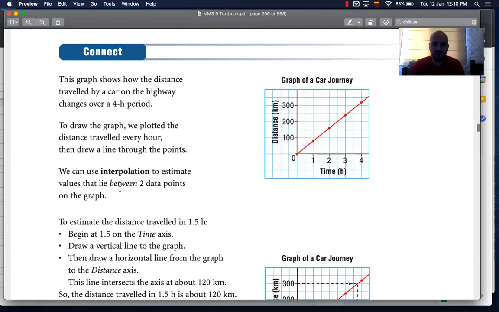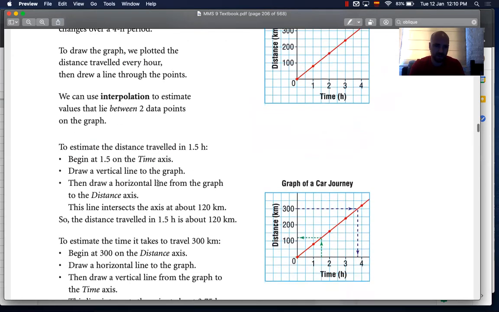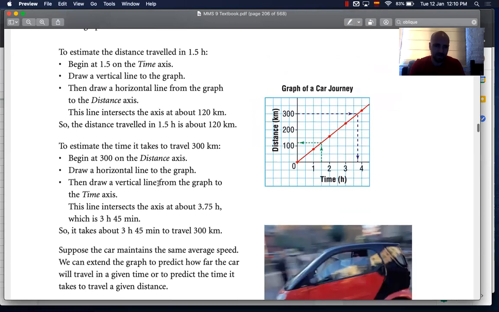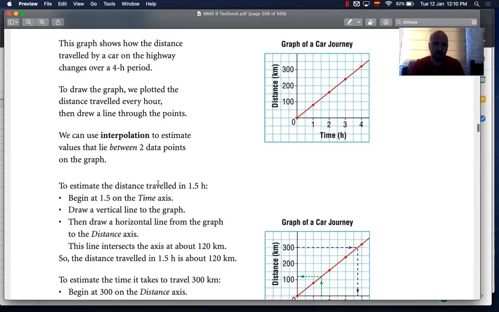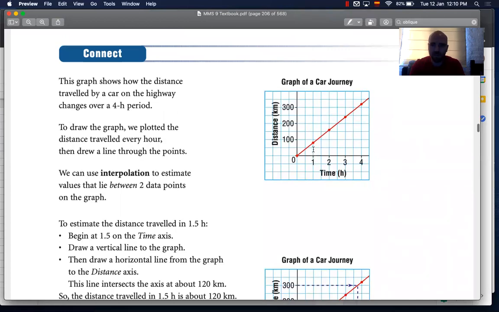All right. So as we move down, this one might make a little bit more sense. Here we have a car that's traveling at a constant speed. Let's see if it actually tells us how fast. No, it doesn't look like it does. But what we can see is that in an hour, it's under 100 kilometers. So it's going slower than 100 kilometers an hour. It looks like it might be going somewhere around 80 kilometers an hour, would be my guess.